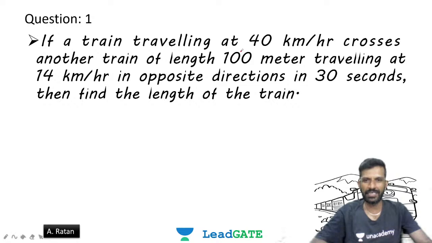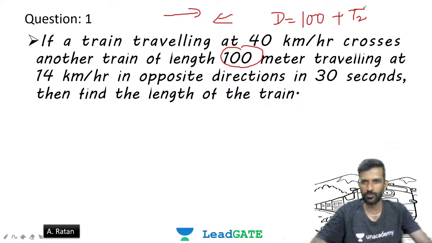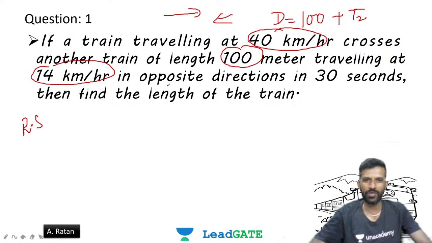One train length is already given to us. Here two trains are crossing each other. So distance will be what? Distance will be length of train 1, that is 100, plus length of train 2, that is what we have to find. Okay, this will be distance. Now, speed is speed. Relative speed we have to take because both the trains are moving. So relative speed, one train is running at 14 km per hour, another train at 40 km per hour, and they are going in the opposite direction. So relative speed we have to add, that is 40 plus 14, which is equal to 54 km per hour.